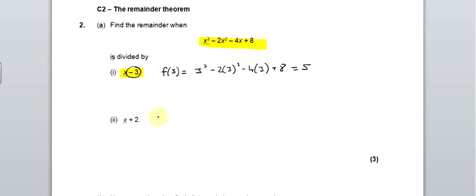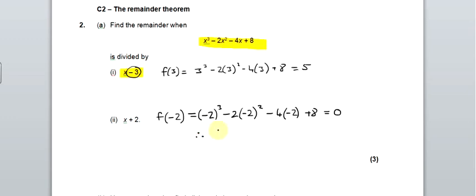Now, this time here we just stick in the number minus 2, and what will come out will be the remainder when we divide by this. So we've got minus 2 cubed minus 2 times minus 2 squared minus 4 times minus 2 plus 8, and that turns out to be 0, and that's significant. We can say therefore x plus 2 is a factor. If there's no remainder, then the thing you've put in is a factor.